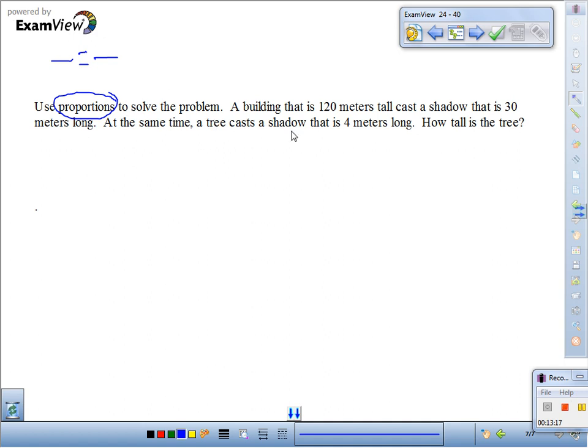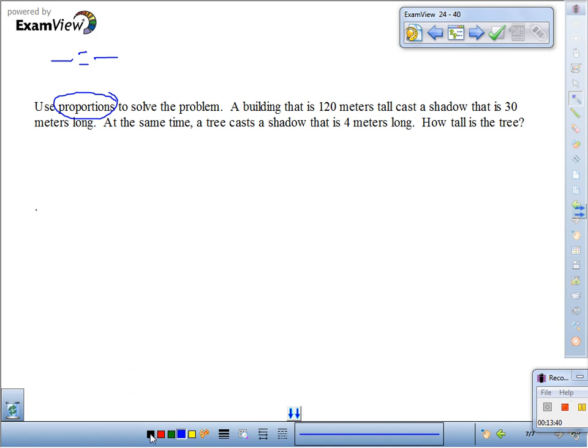So, solve the problem. A building that is 120 meters tall casts a shadow that is 30 meters long. At the same time, a tree casts a shadow that's 3 meters long. How tall is the tree? This one I'm not going to CUBE since it doesn't require a lot of work like the other ones. I'm just going to set up a proportion.